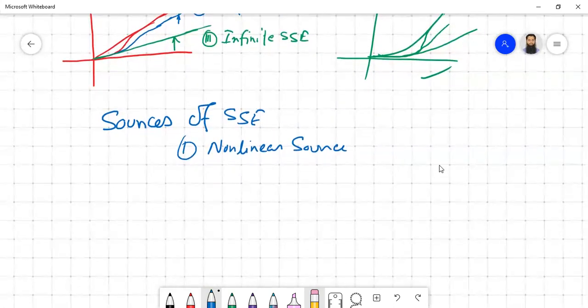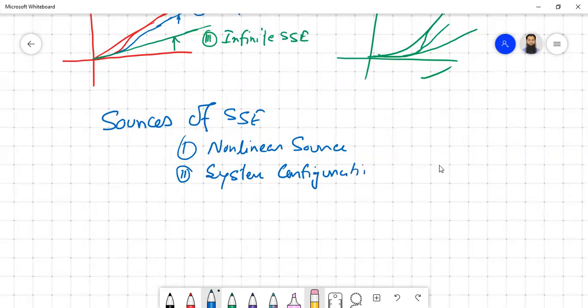There is another one, which is called system configuration, and also the applied input. So the other one is system configuration. And the third one is the type of applied input.